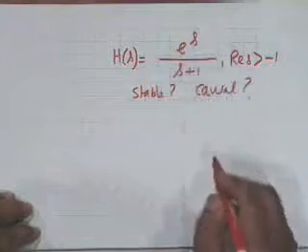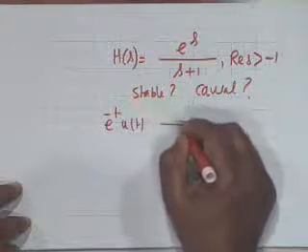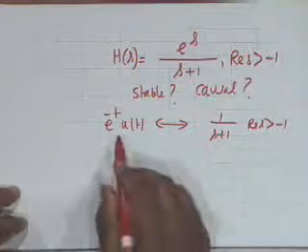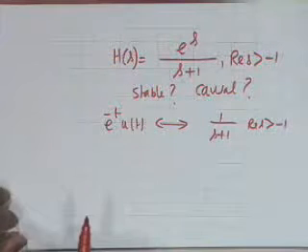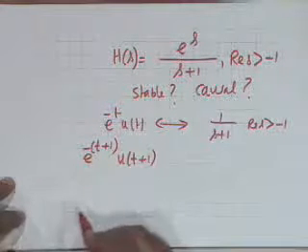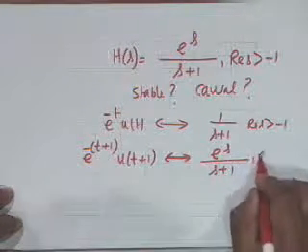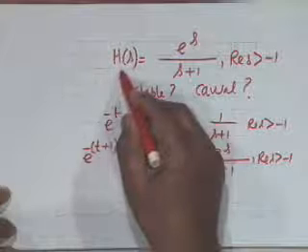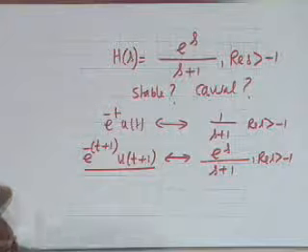Now, we know that for e to the minus t u(t), the Laplace transform is 1 by s plus 1, real s greater than minus 1. Now, if I advance the signal by 1 second, then I get e to the minus (t plus 1) u(t plus 1). This will be e to the s divided by s plus 1, real s greater than minus 1, and therefore the unit impulse response corresponding to this system is simply e to the minus (t plus 1) u(t plus 1).